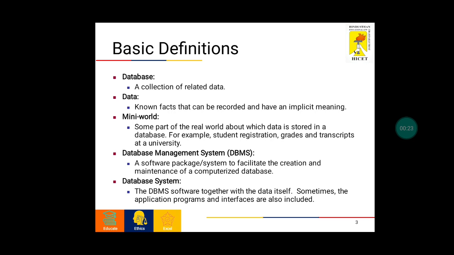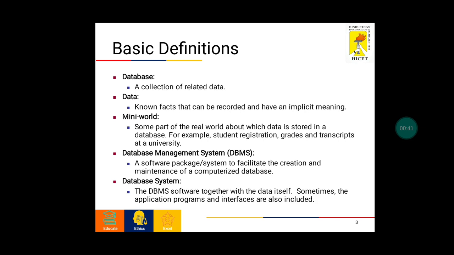What is database? It is a collection of related data. Next we have to know what is data. It is known facts that can be recorded and have an implicit meaning. And next one is what is mini world. It is some part of the real world about which data is stored in a database. For example, student registration, grades, and transcripts at a university.